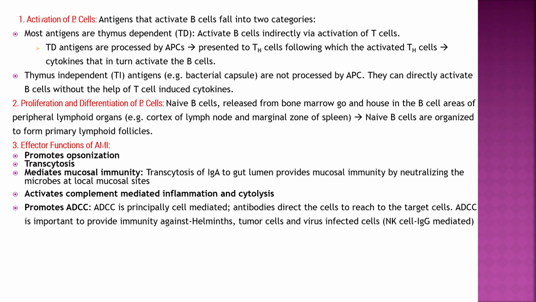Effector function of AMI promotes opsonization, transcytosis, and mediates mucosal immunity. Transcytosis of IgA to the gut lumen provides mucosal immunity by neutralizing the microbes at local mucosal sites. It activates complement mediated inflammation and cytolysis. It promotes ADCC, which is principally cell mediated. Antibodies direct the cells to reach the target cells. ADCC is important to provide immunity against helminths, tumor cells, and virus infected cells, that is NK cells, IgG mediated.